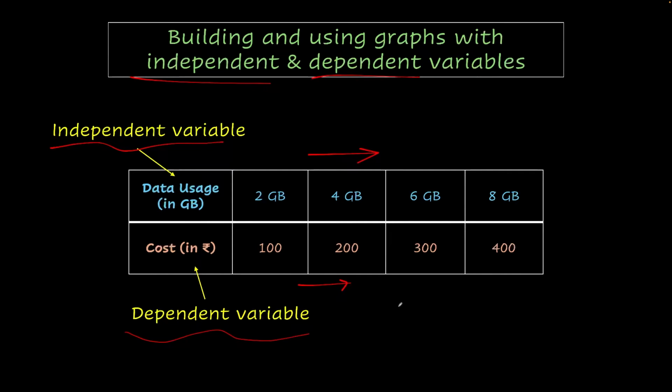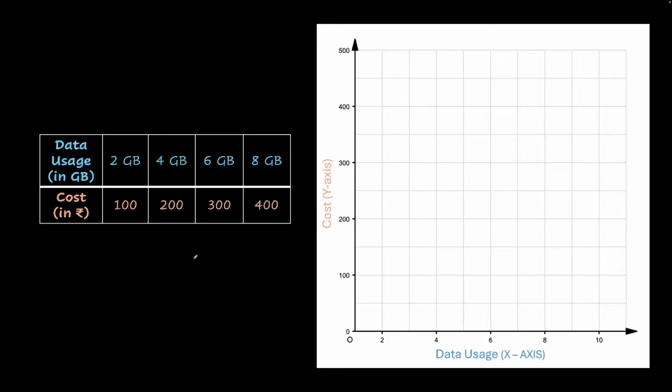Now let's try and make a graph using this data. Here we have the data usage on the x-axis and cost on the y-axis. The first point is 2 GB at 100. So we have 2 GB here and 100 rupees over here. So that's the first point. Next we have 4 GB and 200. That will be the next point. And we have 6 GB and 300. And then 8 GB and 400. There we have the fourth point.